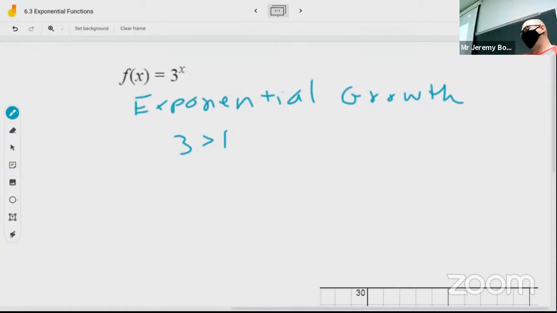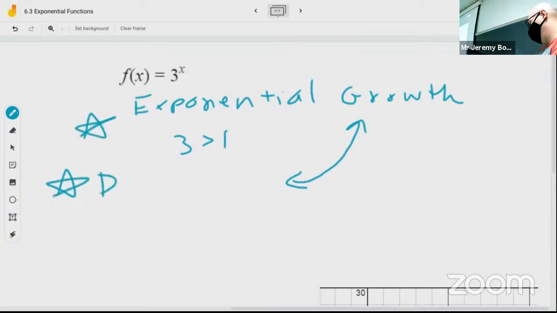So because 3 is greater than 1, this is going to be exponential growth, which means our graph is going to be shaped like that. And it's going to start off slow and then take off. Any questions on that? All right. So we'll start there. Let's start here. What is the domain of f?